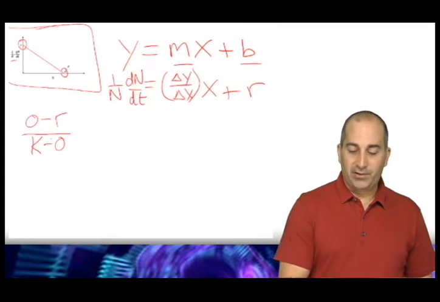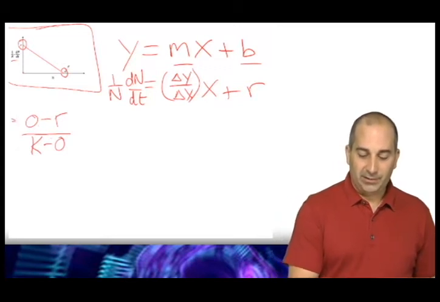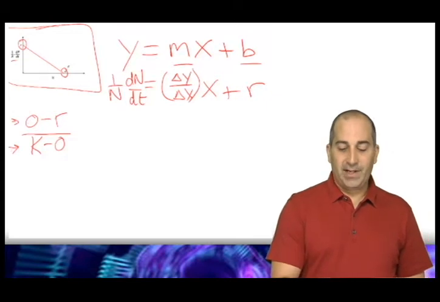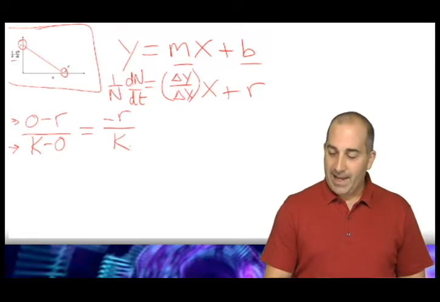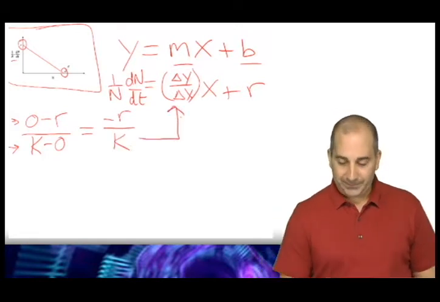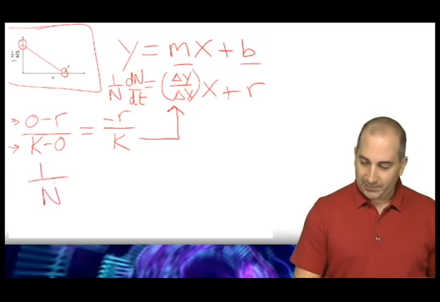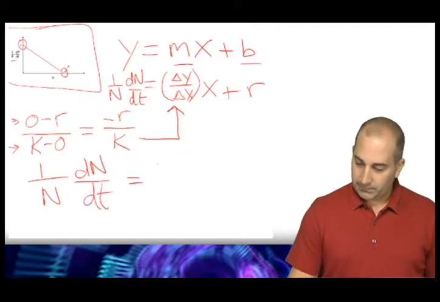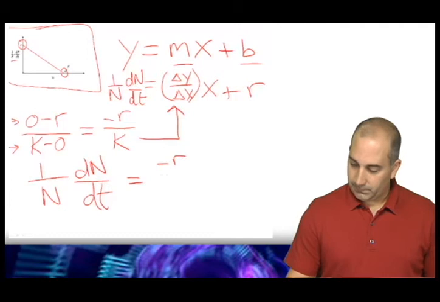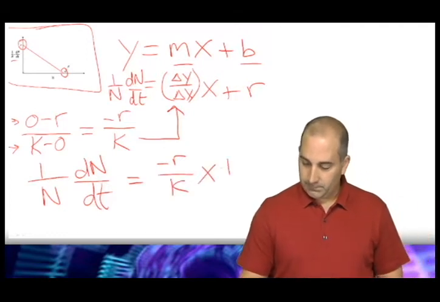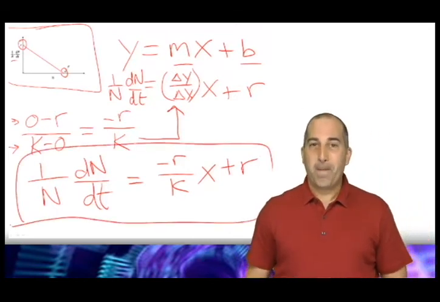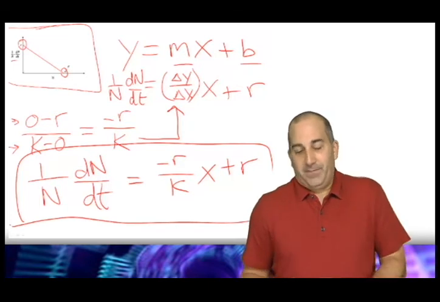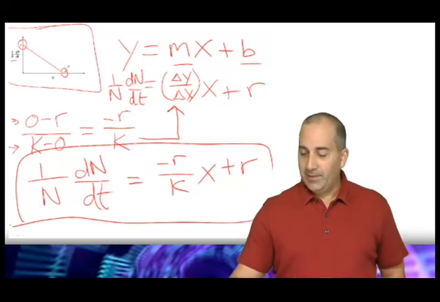So the rise over the run, or the change in y over the change in x, is 0 minus r over k minus 0. Now I'm just going to boil that down to minus r over k. And now we're going to plug that into there and see what happens. Okay, let's write this all out plugged in before we move on. Great. This is the model. But that doesn't look anything like what's in your textbook. Well, that's because your textbook simplified it. So let's simplify this equation.